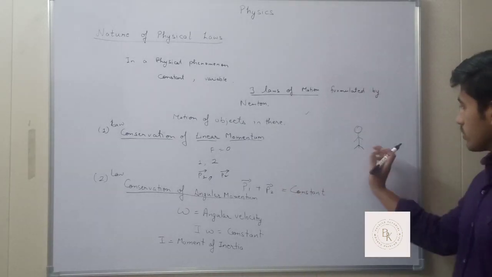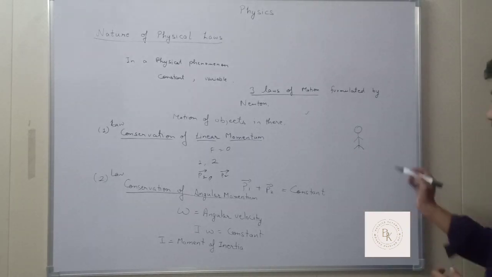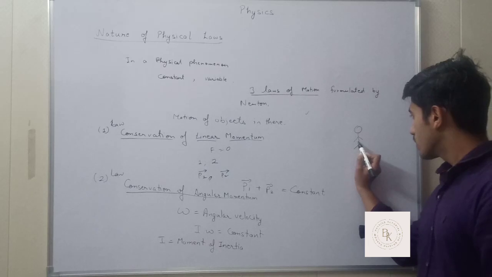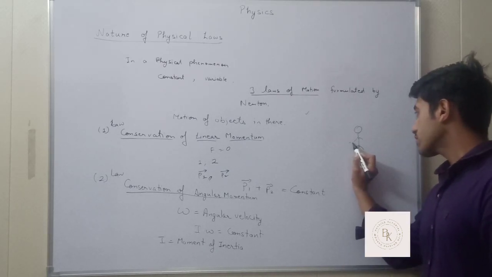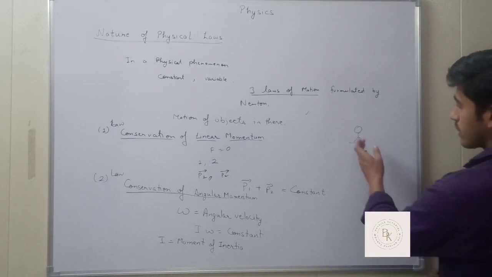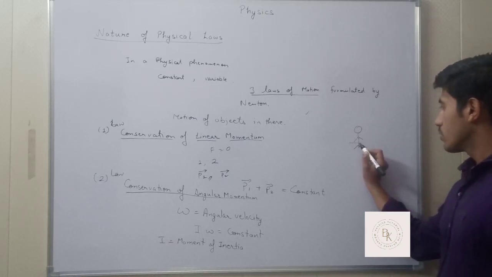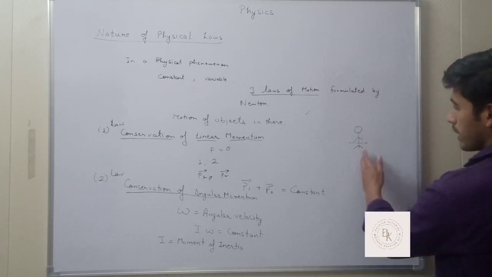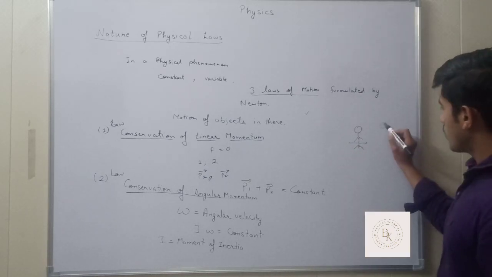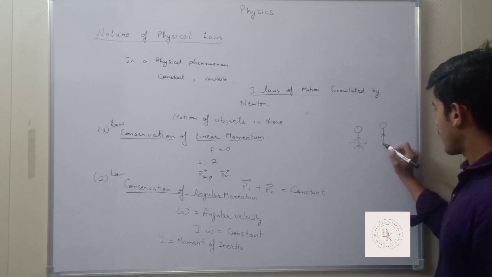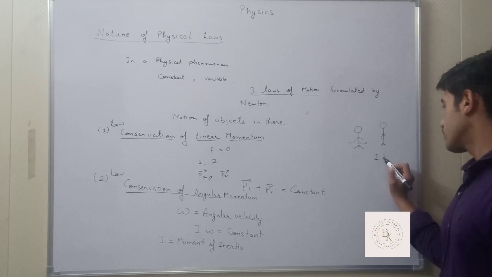She takes her legs and arms and folds them in such a way that the distance from the main axis to the extreme end, that is the extreme end of her legs and arms, gets reduced. So in reducing the distance from the main axis towards the extreme points, the moment of inertia gets reduced.